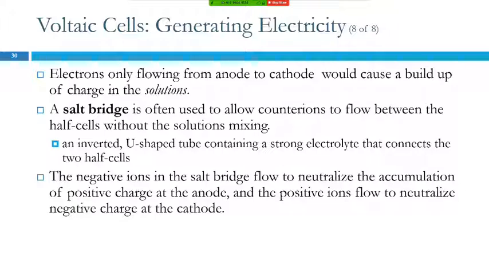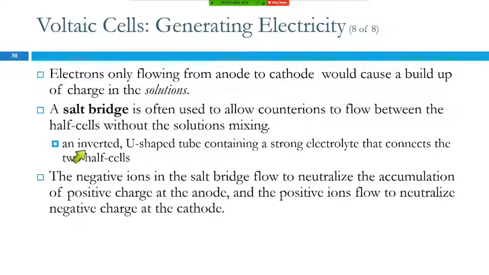Well, there's a little more to this. If we have electrons flowing from the anode to the cathode, that would eventually cause a buildup of charge in the solutions, because we've got all these electrons going to the cathode, and so we're going to get an excess of electrons over there and an excess of positive charge on the other side. And then things are going to stop. So to compensate for that, we use something called a salt bridge. And this allows counter ions to flow between the two half cells without letting the solutions mix.